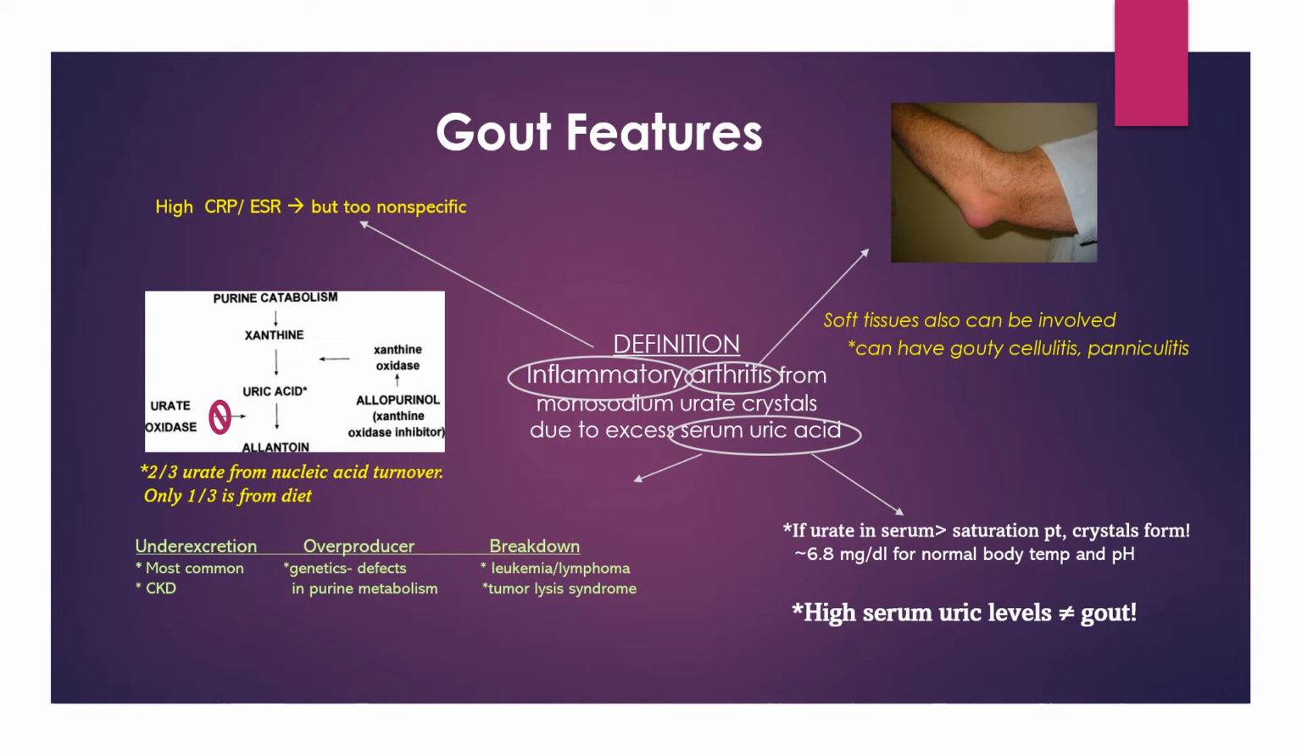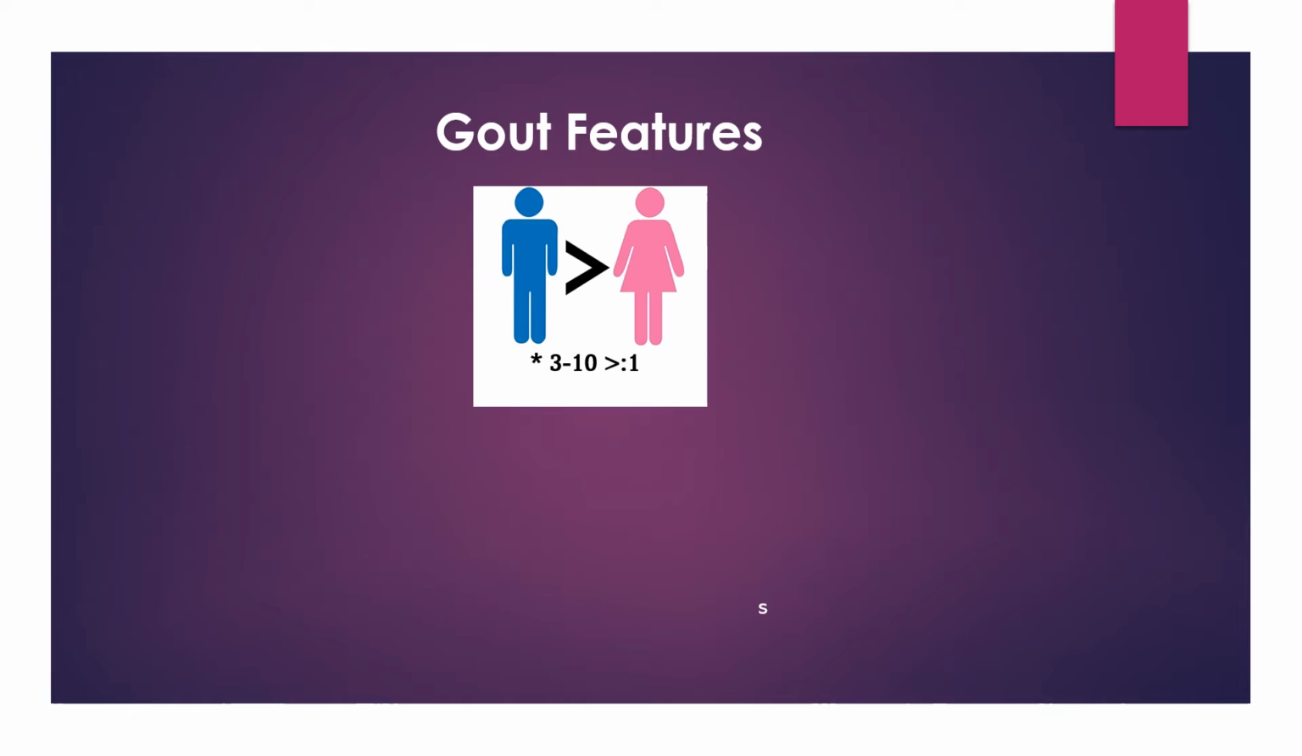This is to be emphasized because you draw a normal serum uric acid level, that doesn't mean that person does not have gout, or some people will have really high serum uric acid levels and never develop gout. So uric acid levels should not be the sole way of diagnosing gout. Okay, gout affects men more than women on a 3-to-1 scale. Some would say as high as 10-to-1, but regardless, men are affected more than women.